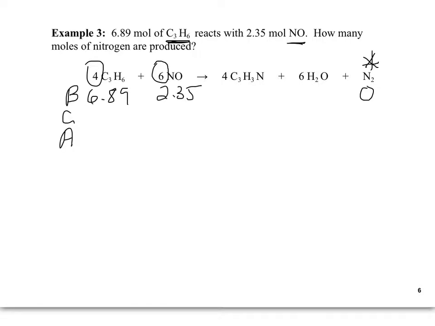So I can start my BCA table substituting in the mole amounts for each of my reactants. Now I've got to find that limiting reactant. So when they don't react in a 1-to-1 ratio, we just cannot pick the smallest one, or smaller one in this case. And so I'm going to take the number and divide it by its own coefficient. So 6.89 divided by 4, 1.72, and 2.35 divided by 6, 0.392.